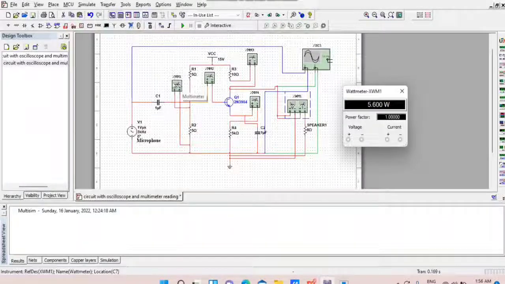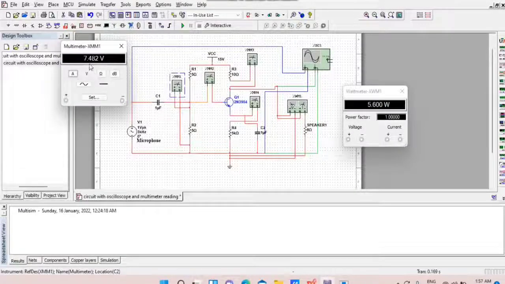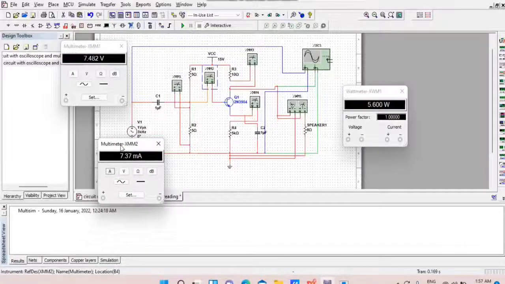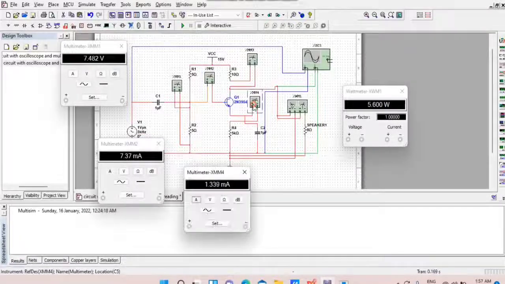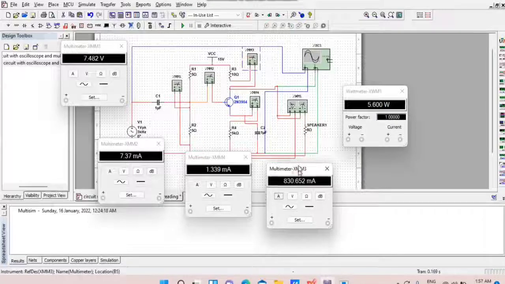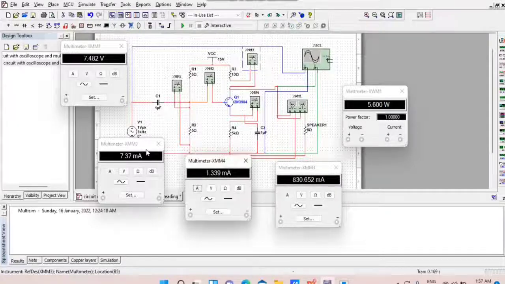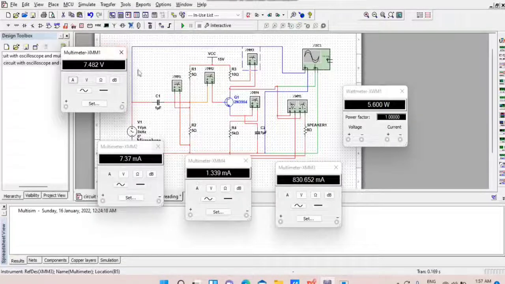We also measure some DC parameters. For example, VB we get 7.482 volt. IB, we get 7.37 milliampere. For IE, we get 1.339 milliampere. And lastly, IC, we get 830.652 milliampere. So these are the simulation results that we obtained.